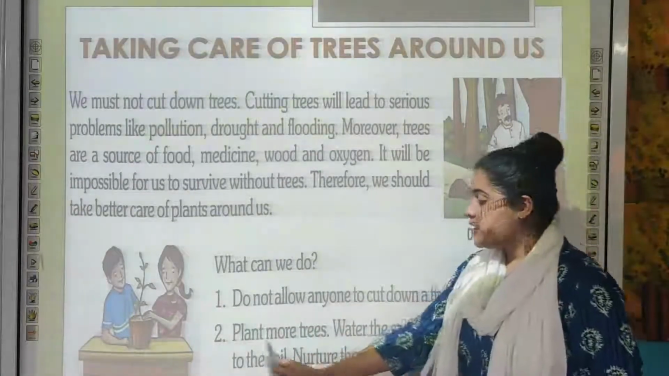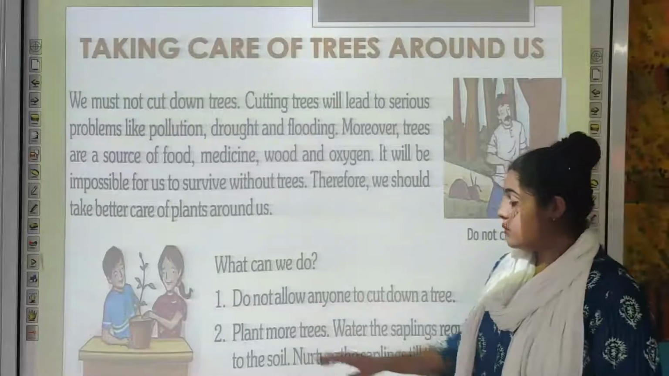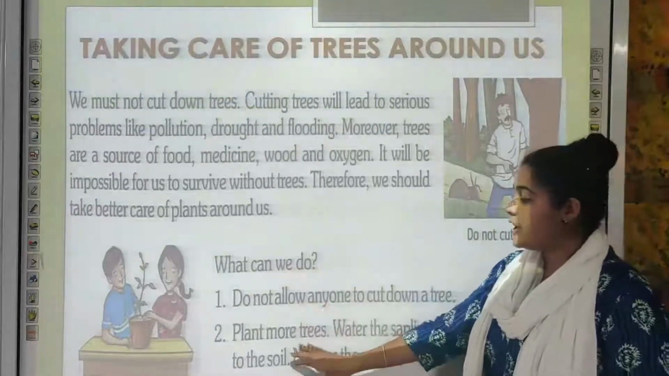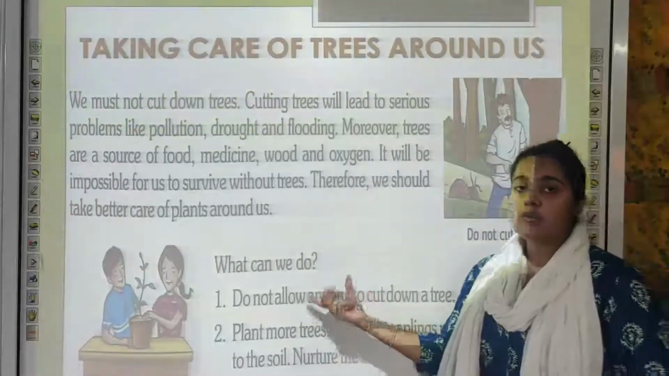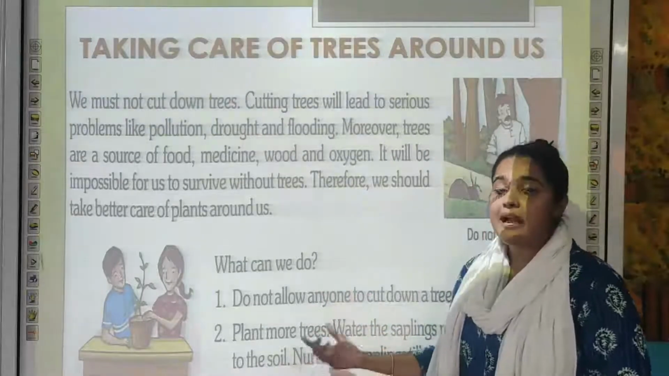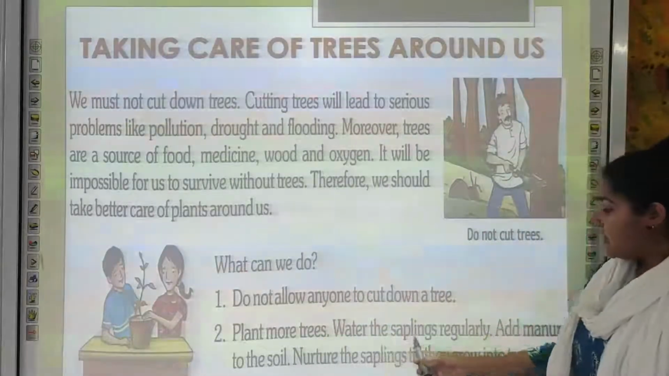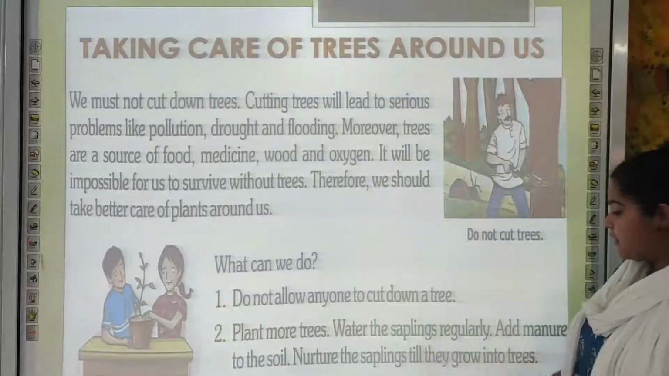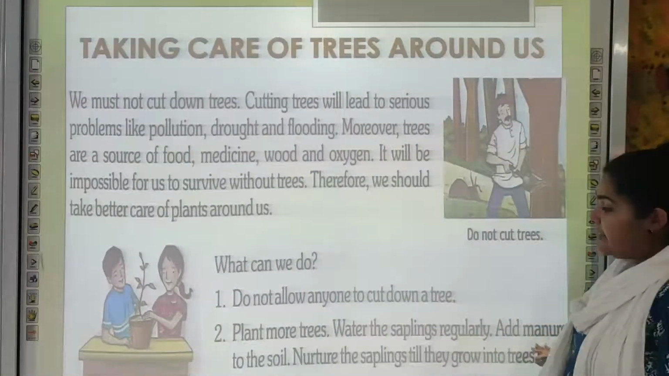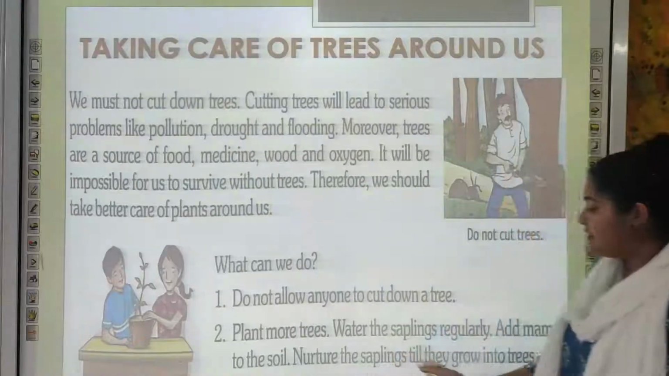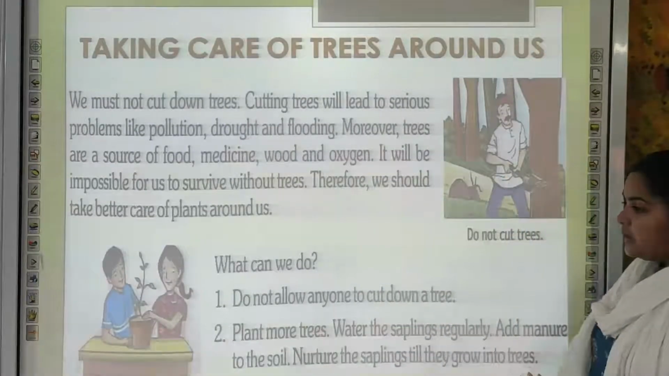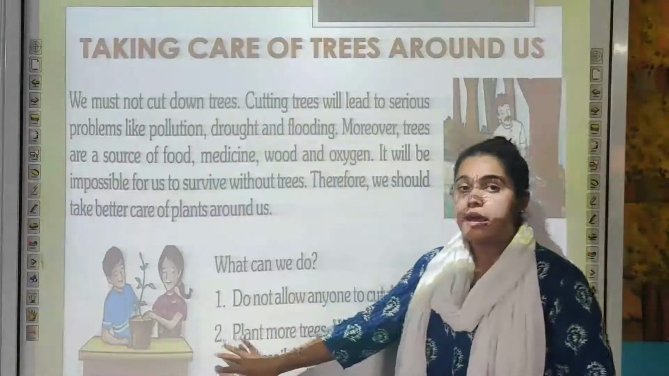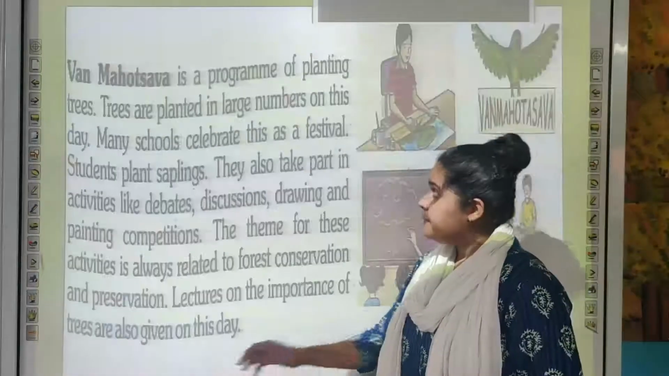Okay, next thing you can do is plant more and more trees. So in order to avoid that, first of all we should stop cutting them, and next is planting more and more trees. Water the sapling regularly, that is a young plant which is developed from the seed. Add manure to the soil, and nurture the sapling till it grows into a tree. So this is how we should take care of the plants.